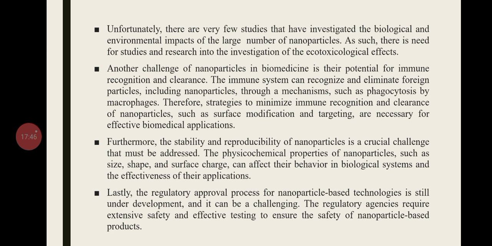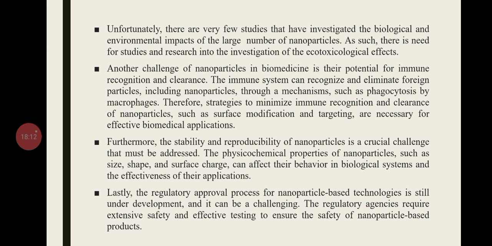Another challenge of nanoparticles in biomedicine is their potential for immune recognition and clearance. The immune system can recognize and eliminate foreign particles, including nanoparticles, through different mechanisms such as phagocytosis by the macrophages. Therefore, strategies to minimize the immune recognition and clearance of the nanoparticles, such as surface modification and targeting, are necessary for effective biomedical application.